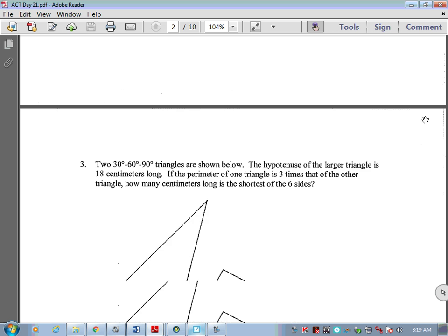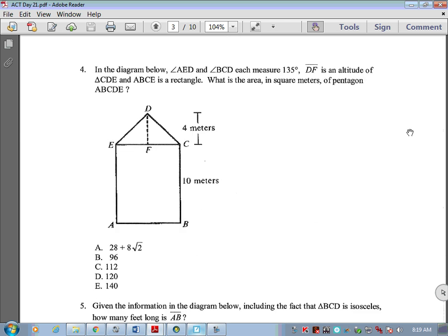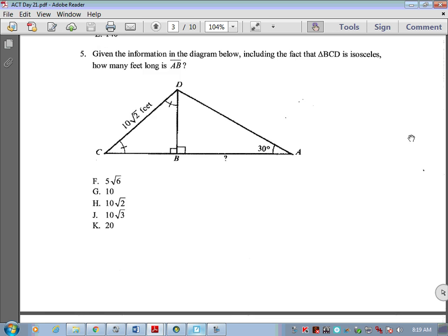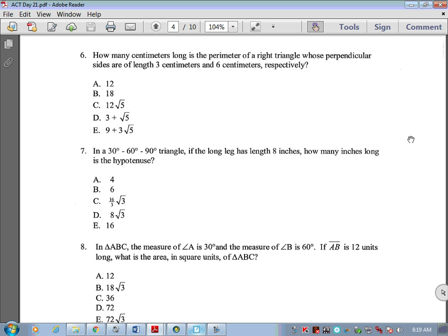Number 3 is A, 3. 4 is B, 96. 5 is J, 10 radical 3. 6 is E, 9 plus 3 radical 5.